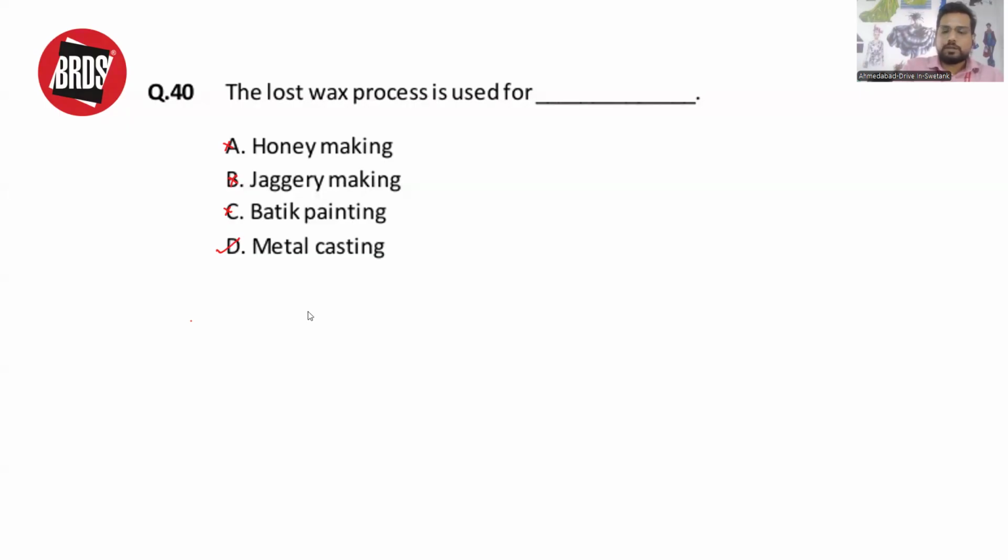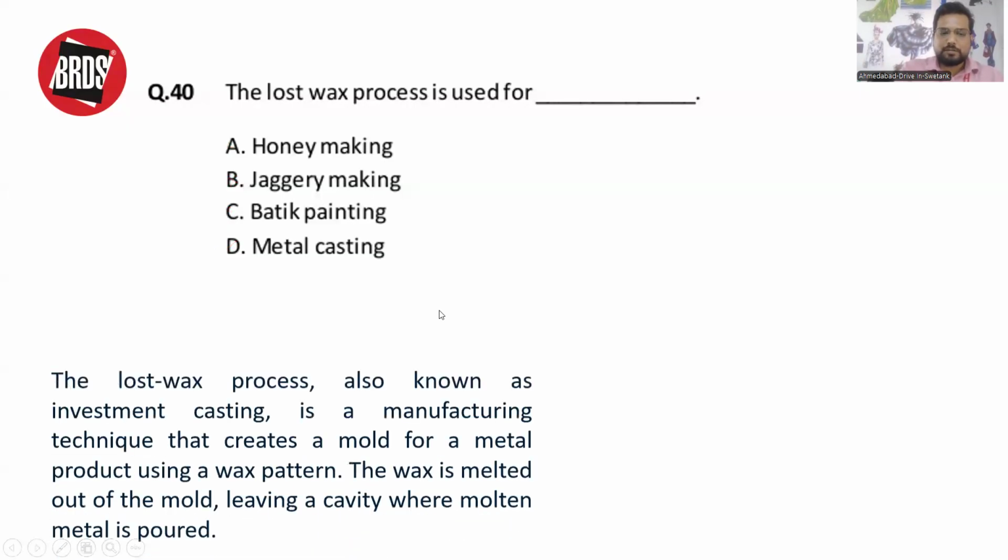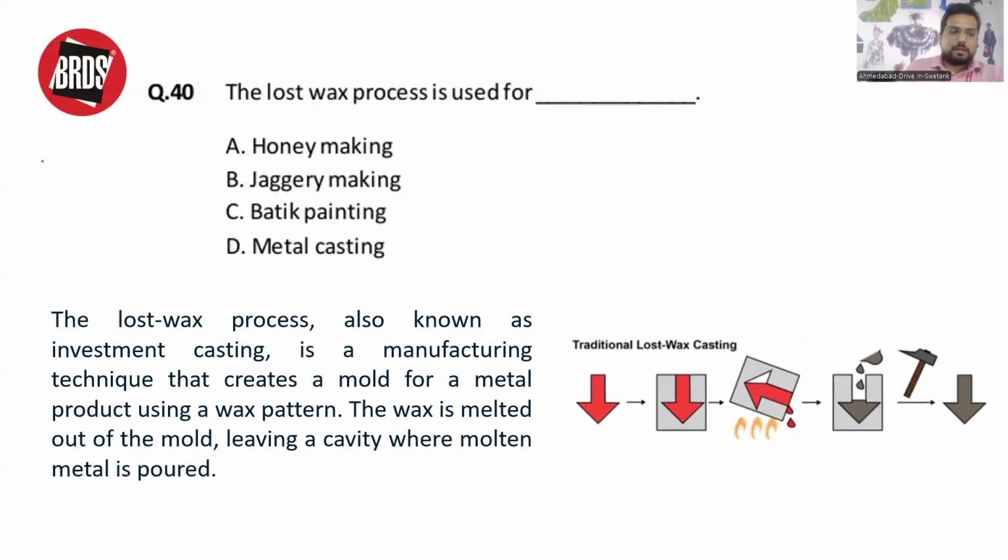Let me show you the process for this one. Basically, there is a shape which we want to achieve, so we form this with the help of wax. Then we create the mold accordingly. Then by burning, we remove that wax from there. Then we get that empty space over here. Now we can put the molten metal into that, and you will get the shape or the exact piece which you actually want. So this is the lost wax process for metal casting, also known as investment casting.